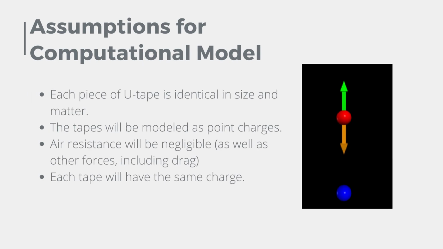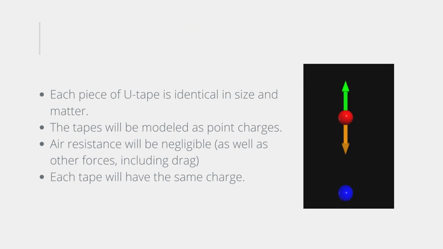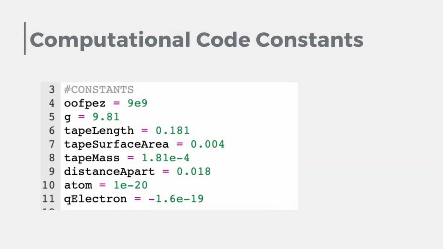Now, before heading into our computational model, there are a couple assumptions that we must address. For the sake of the model, we will be assuming that both pieces of tape are completely identical in size, shape, and matter. This also means that each tape has exactly the same charge. We will be viewing the tape as point charges. Regarding other forces that may be involved in the experiment, they will be negligible, most importantly, air resistance and drag force.